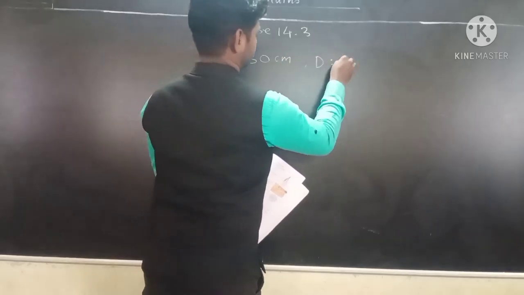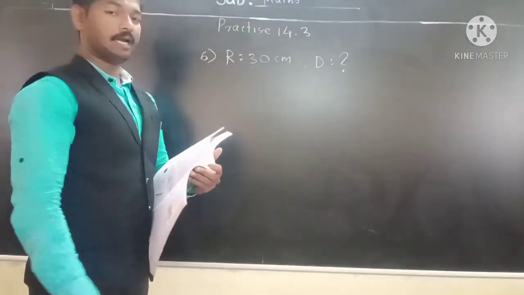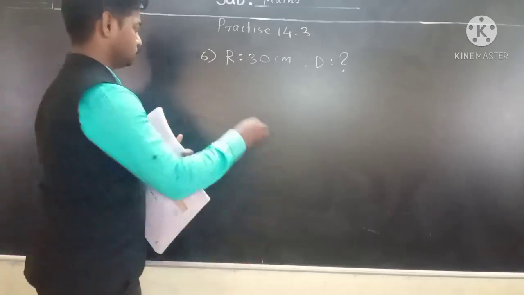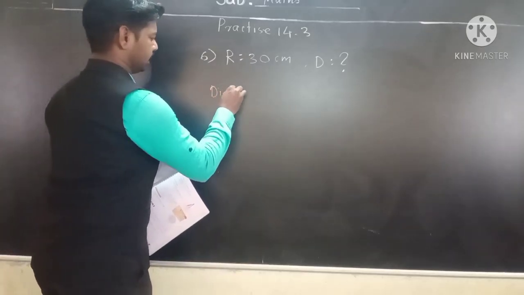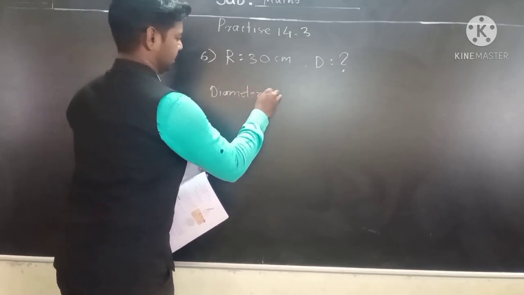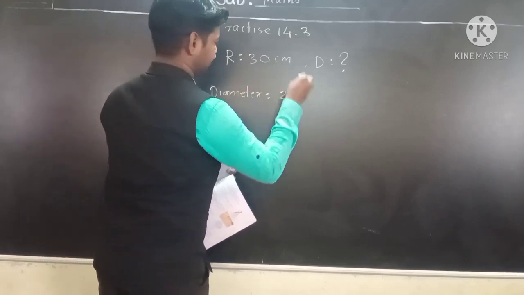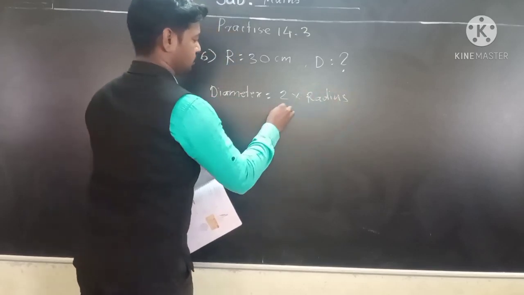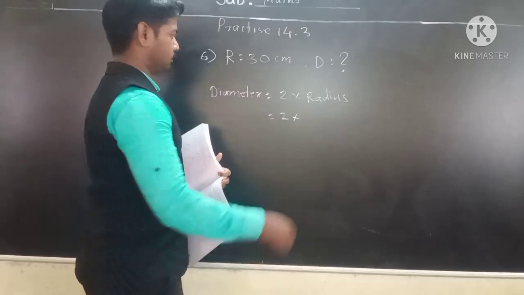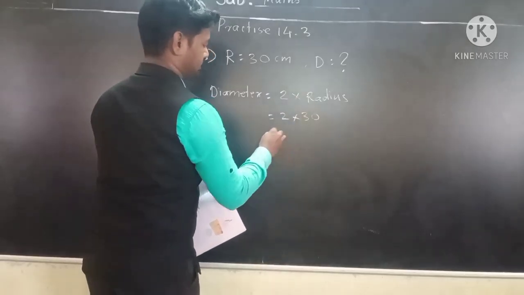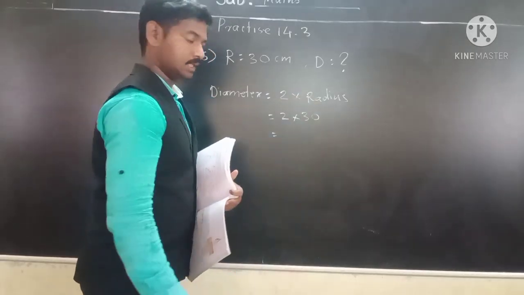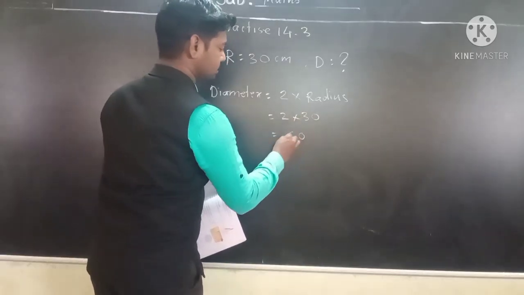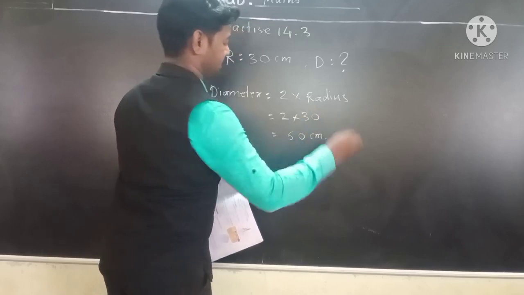We have to find the diameter, and we know that diameter is 2 times the radius. So diameter is equal to 2 multiplied by radius. Okay, we will put the value, that is 30. So 2 multiplied by 30: 2 zeros are 0, 2 threes are 6, it is 60 centimeters.